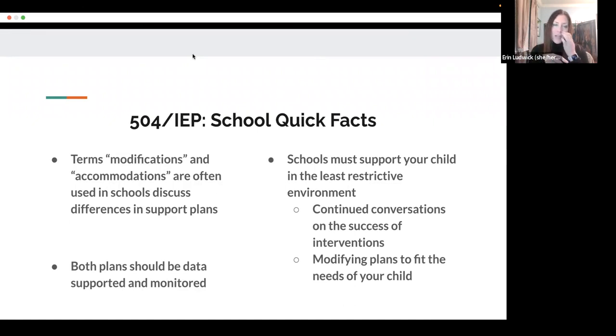And so I had a really interesting conversation with a parent a few years ago who was asking for pull out one-on-one testing. And we didn't have a lot of data to show that that was the first step to go to.